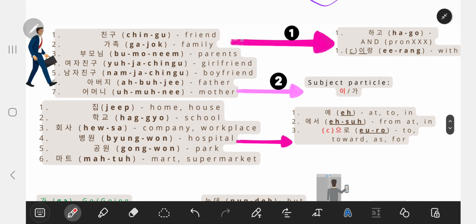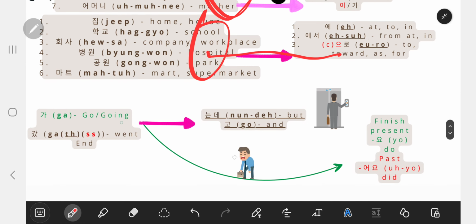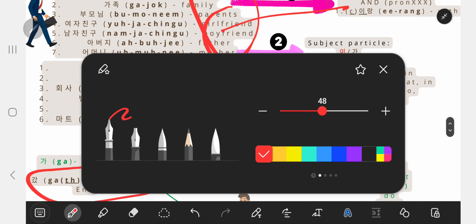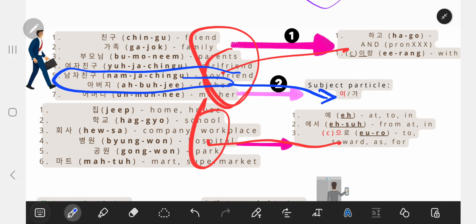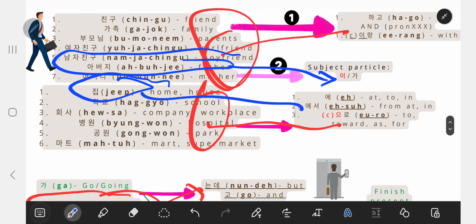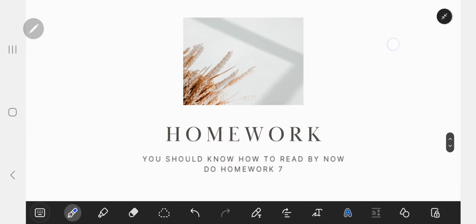So it'll be something like, we're going to go here first. So 부모님이랑, and then here, 부모님이랑 병원으로 갔는데, not going, 갔는데, then I'll color code it. Then it's 남자친구, which is boyfriend. 남자친구가 집으로 갔어요. So I went to the hospital with my parents, but my boyfriend went home.